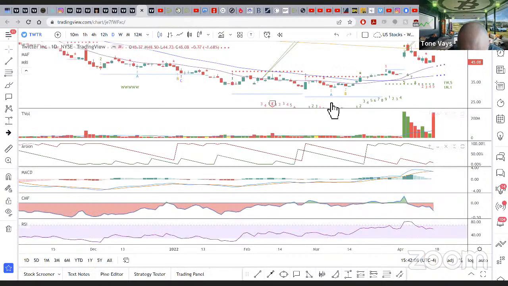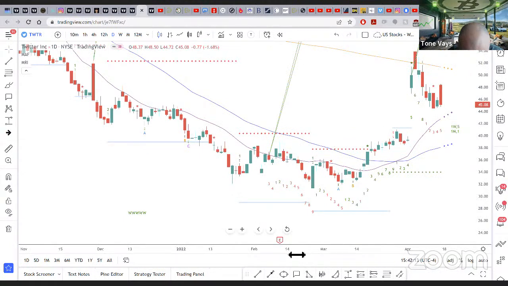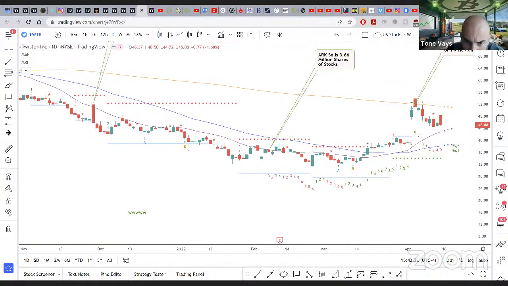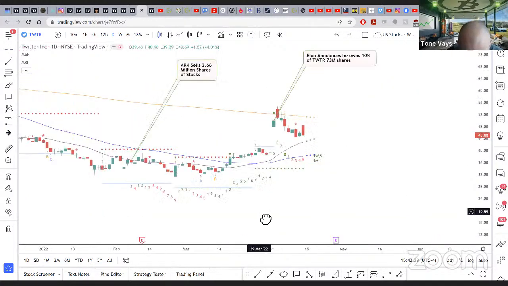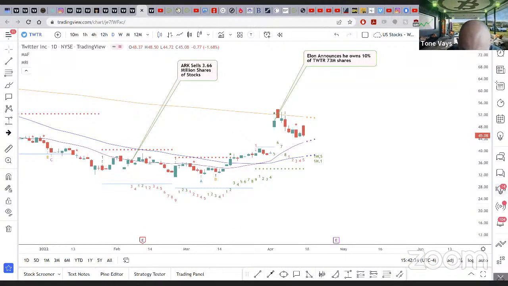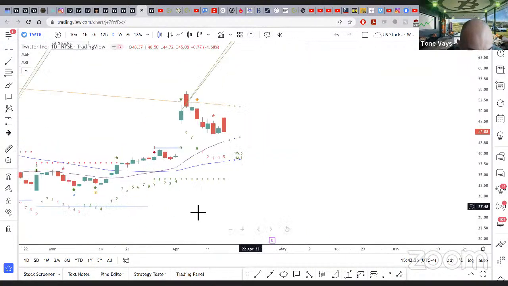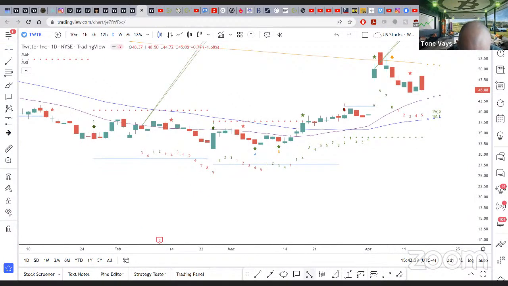So there must have been some serious stealth buying going on. So what day is that? February 24th. This is probably when Elon started buying, and he probably started accumulating it right there. So if someone can fact check me on that, but I'm going to take a wild guess that maybe Elon has the MRI indicator. I don't know. But I'm going to take a wild guess that Elon started buying right here.